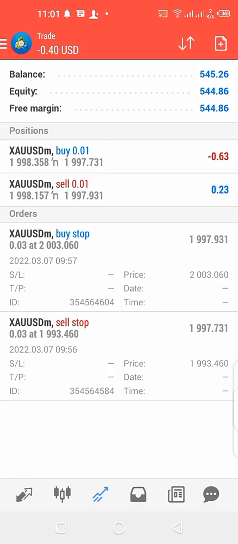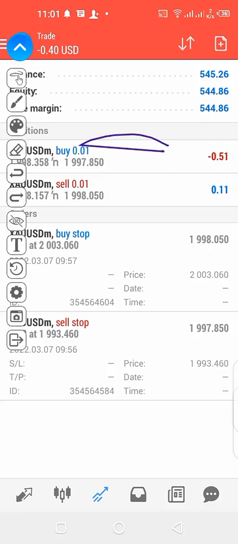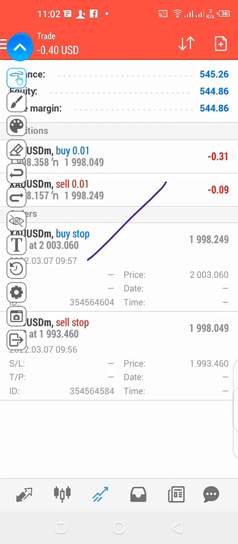Okay, for the edge trade, this is the edge trade, like an insurance for the sell trade. The buy stop will act as an insurance for the sell trade, and the sell stop will act as an insurance for the buy trade. So the edge spacing is about 49 pips.